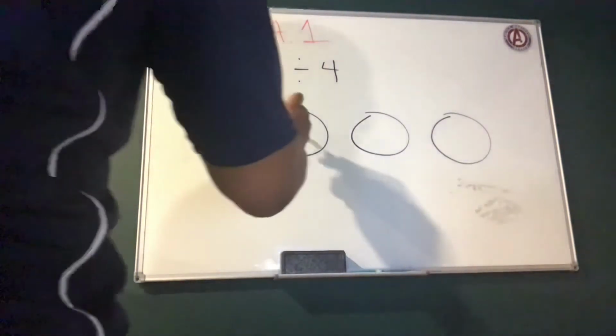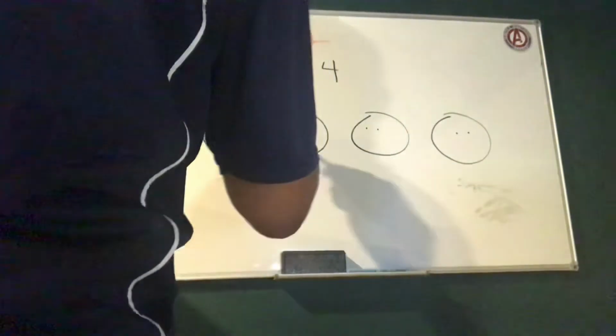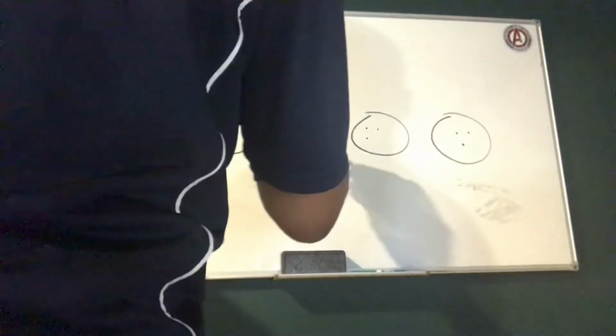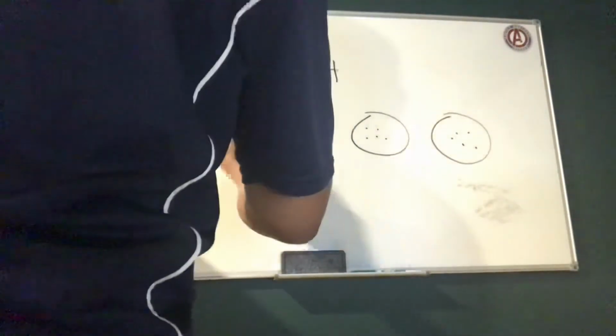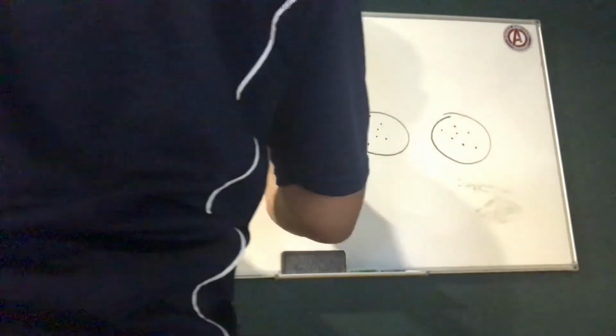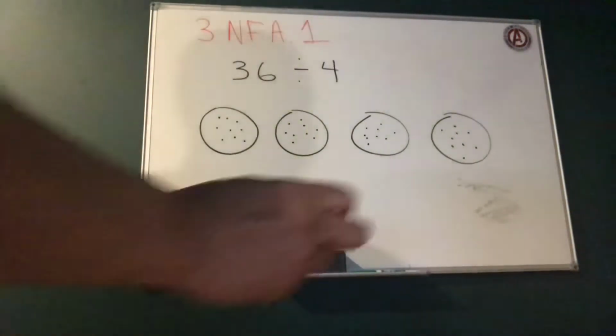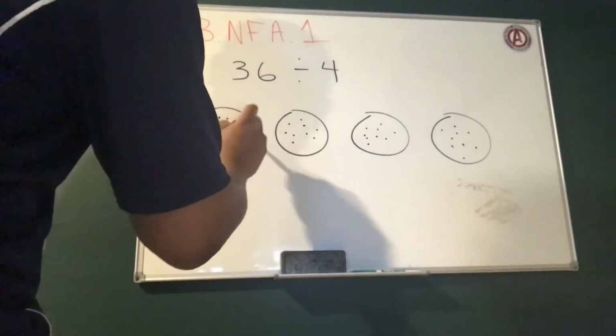So we'll have 1, 2, 3, 4, 5, 6, 7, 8, 9, 10, 11, 12, 13, 14, 15, 16, 17, 18, 19, 20, 21, 22, 23, 24, 25, 26, 27, 28, 29, 30, 31, 32, 33, 34, 35, 36. Now we count how many in each group. So we have 1, 2, 3, 4, 5, 6, 7, 8, 9 in each group.